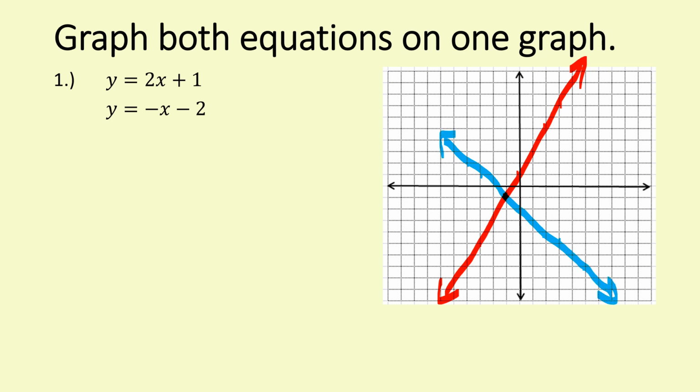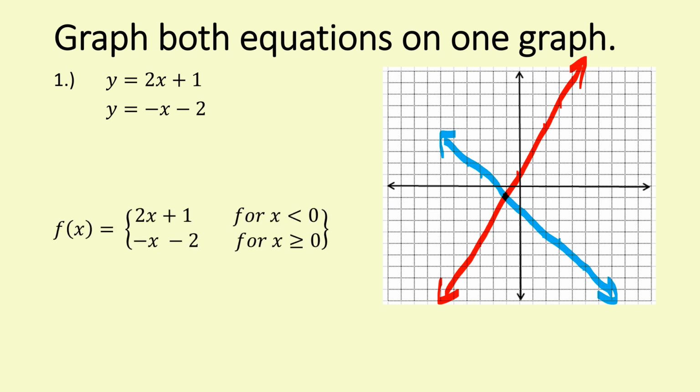Okay, so now in a piecewise function, there's going to be a bit more restrictions. So it's going to say something like this. We're still going to have both of these lines, but they're only going to exist in certain parts of the graph. So we're going to have sections saying something like this. We have our first line, y equals 2x plus 1, or f of x, if it's a function instead, equals 2x plus 1. And it only exists where x is less than 0. Which means everything to the left of this line is the only spot that graph actually exists.